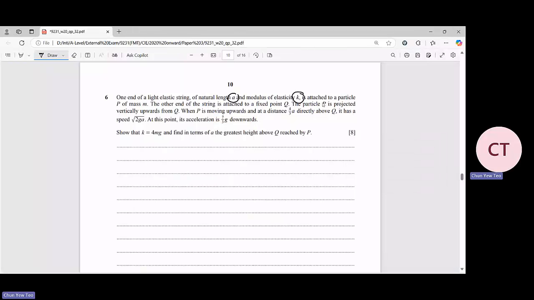A string of natural length a and modulus of elasticity k is attached to a particle P of mass m. The other end of the string is attached to a fixed point Q. The particle P is projected vertically upward from Q. When P is moving upward at a distance of 4 over 3 a directly above Q, it has a speed of square root of 2ga. At this point, the acceleration is 7g over 3, moving downward. Show that k is equal to 4mg and find, in terms of a, the greatest height above Q reached by P.